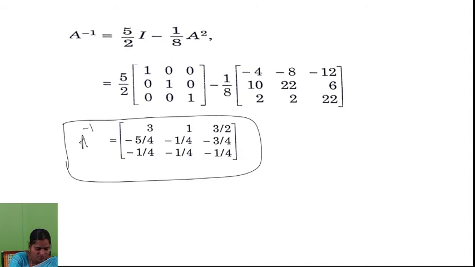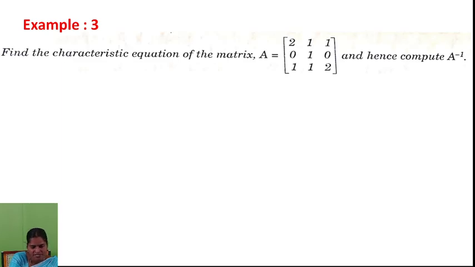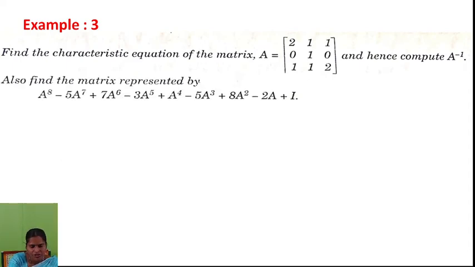Now let's come to the next problem, example 3. As usual, we need to find the characteristic equation of A, and by using Cayley-Hamilton theorem, next we will find A inverse. Also, we need to find the value of this expression. Before that, we will find the characteristic equation as well as A inverse.